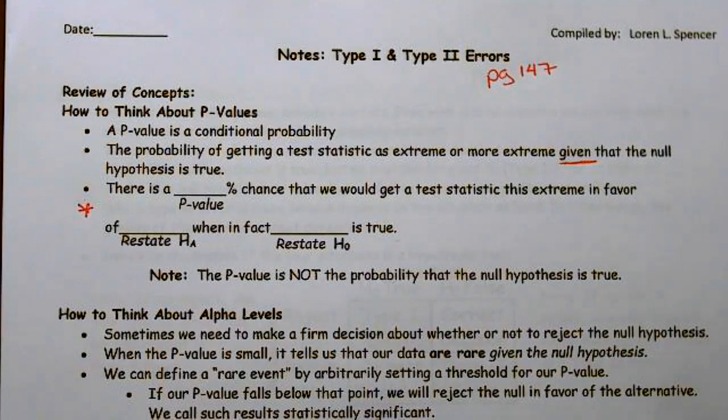Okay, please note the p-value is not the probability that the null hypothesis is true. It's given that the null is true, how likely are we to get something this extreme? And like I said, if we get a small enough probability, we go, you know what? That's such a small probability that this happened. I don't accept the null as being true.